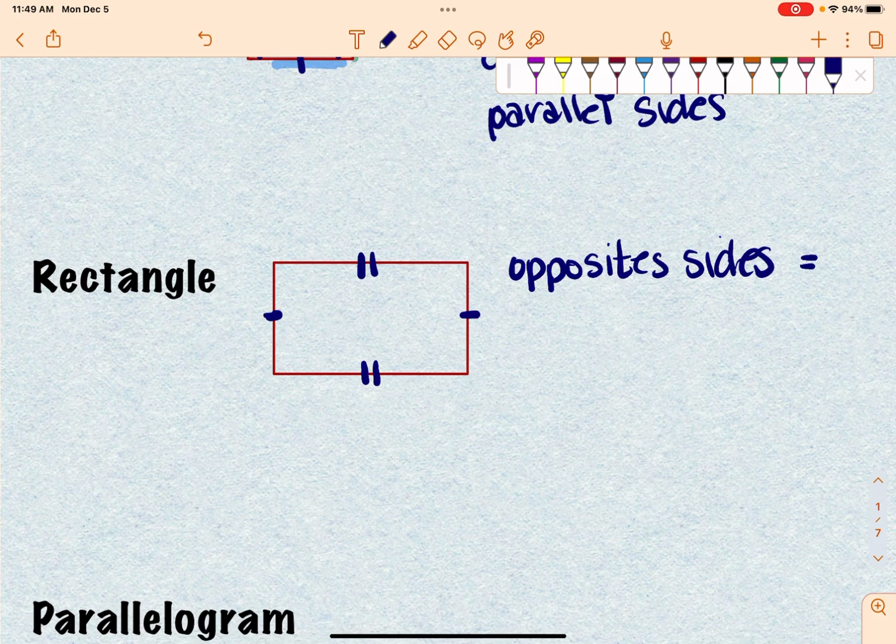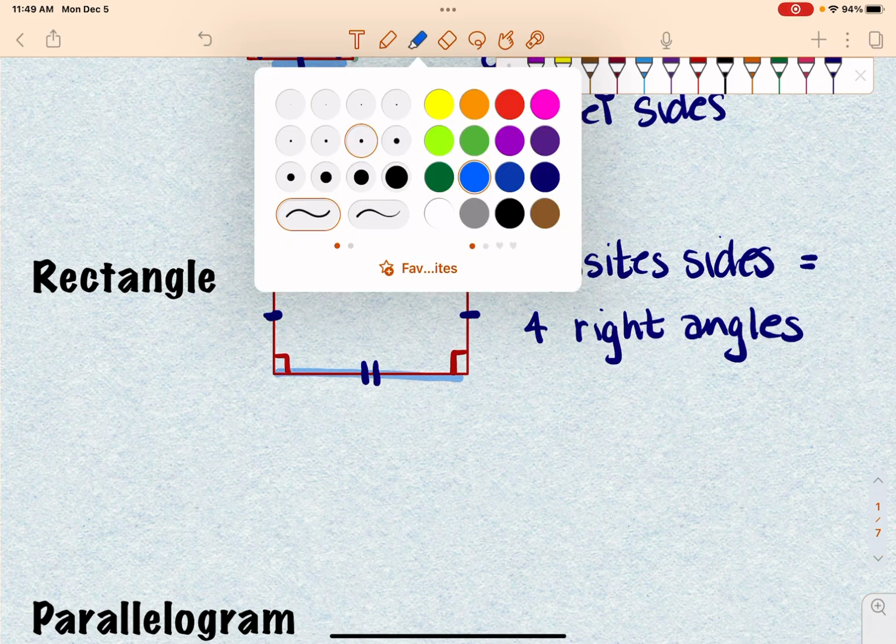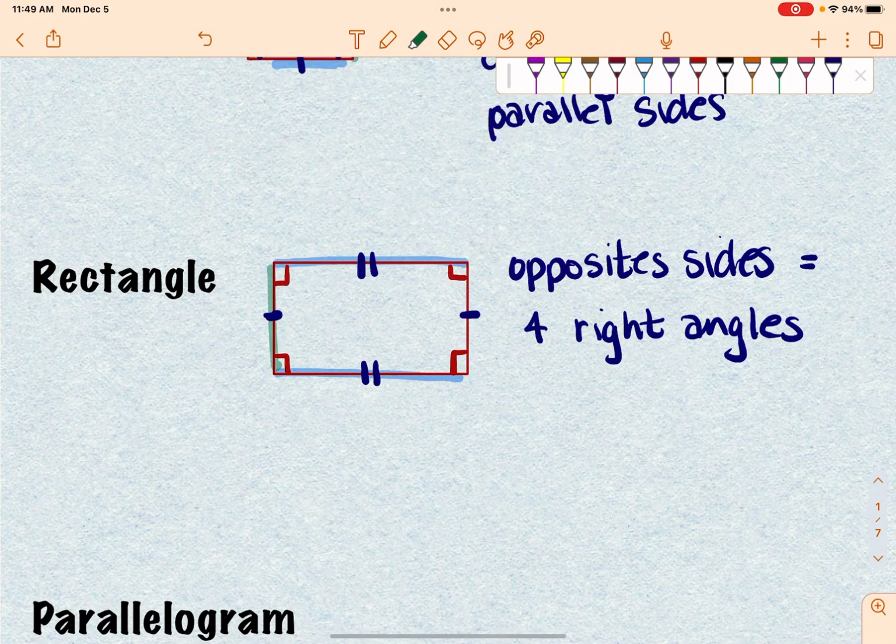Okay, also this is one that has 4 right angles. So again, you'll start to see those little squares in the corner. That will be those right angles. Still having these 2 sides being parallel. And then these 2.